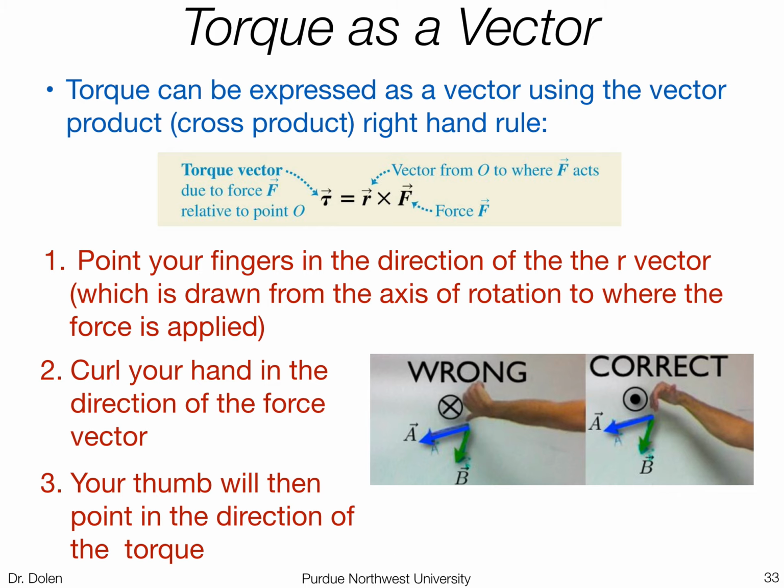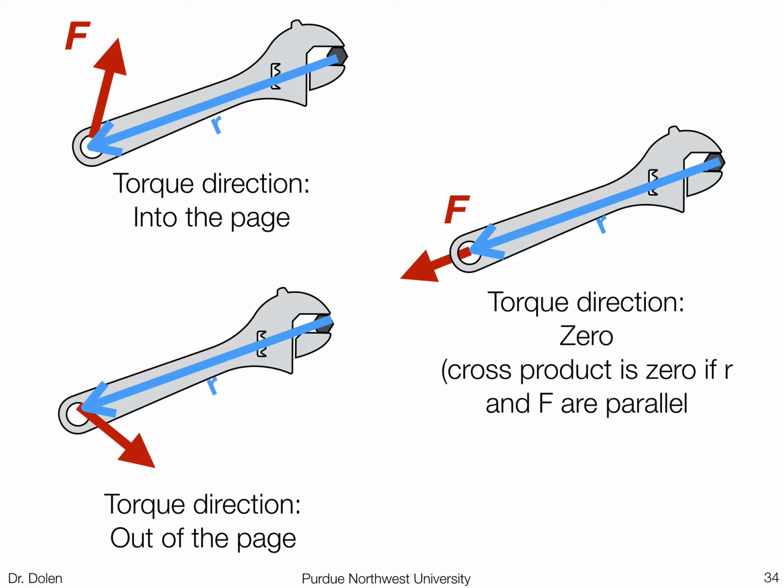Okay, a couple more examples here using our wrench example. Here, this is my vector r, again, from the axis of rotation to where the force is applied. Here's my force vector. If I do r cross f, the only way I can curl my hand in that direction is if my thumb is pointing into the screen, into the page here. So this has to be three-dimensional. If this is my xy axis, then torque is going to be in the z or negative z direction.